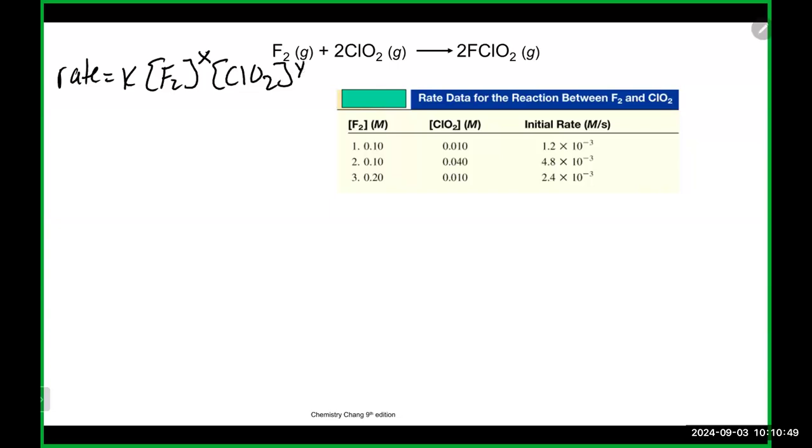Remember again that the rate law is only about reactants, so no products involved. At this point, I'm ready to try to figure out first off the orders here. So I'm going to go to my table and I can see, just simply looking, that if I go with number 1 and number 2, the concentration of F2 stays the same, while the concentration of ClO2 will vary. So we're going to start with that, which is experiments 1 and 2.